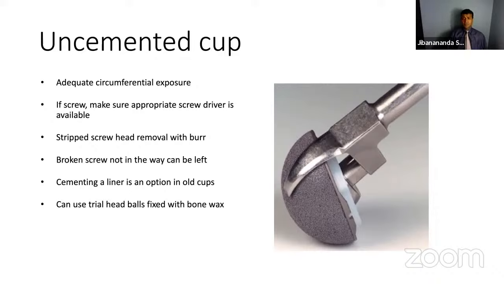In old cups that are well fixed and not infected, cementing a liner is an option. Use a metal cutting burr to carve out the inner surface of the metal shell so that it holds the cement, and you can cement a liner into the cup again and not have to remove the cup. You can also use trial head balls fixed with bone wax. If you don't have an appropriate head ball, you can use the trial head balls with this tool. So those are some tips and tricks on how to remove an uncemented cup.